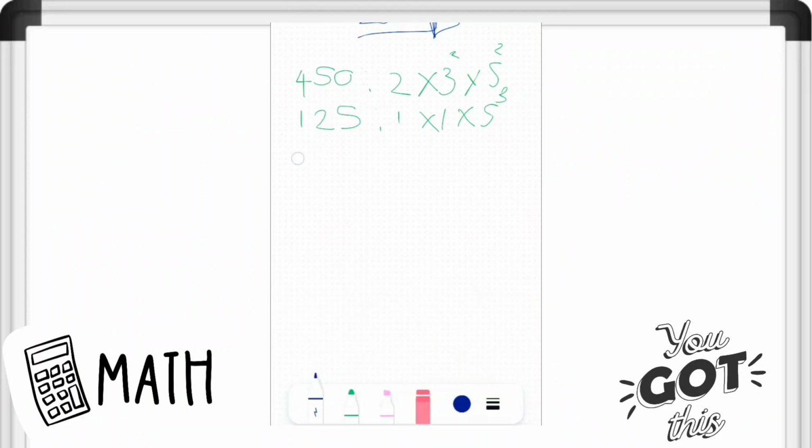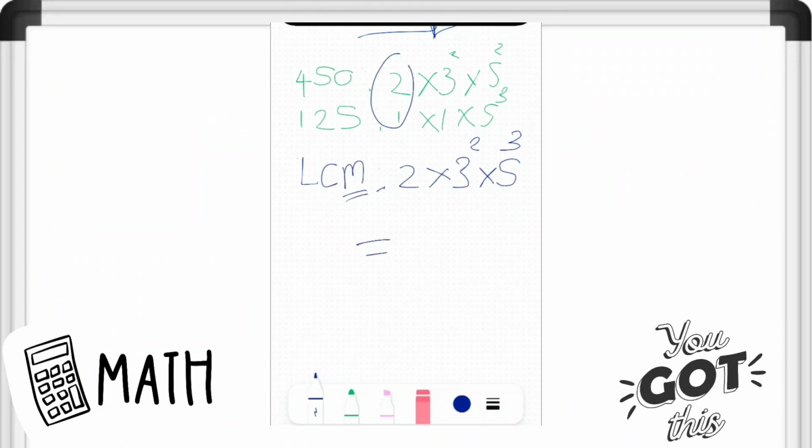If I'm looking for the lowest common multiple, because remember, multiples are big numbers. So between 2 and 1, which one is the biggest? That is 2. Then 3 squared and 1, that is 3 squared. And then if we take 5 squared and 5 cubed, it is 5 cubed. So if we put that into a calculator, we get 2,250. And that is your final answer. That will be the lowest common multiple.